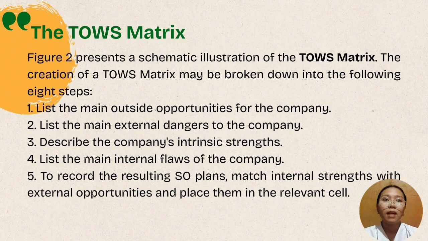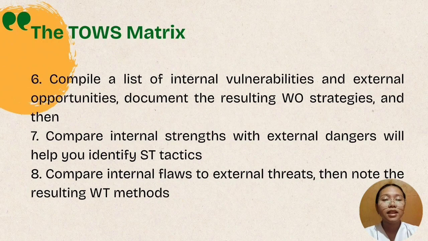So then you can start matching them. So step 5 is to match the strengths and the opportunities, so meaning SO strategies. And then step 6 is to match the weaknesses and the opportunities, so meaning WO strategies. And then step 7, i-match nimo ang strengths and threats, meaning ST strategies. And lastly is to match the weaknesses and the threats, so meaning ang WT strategies.